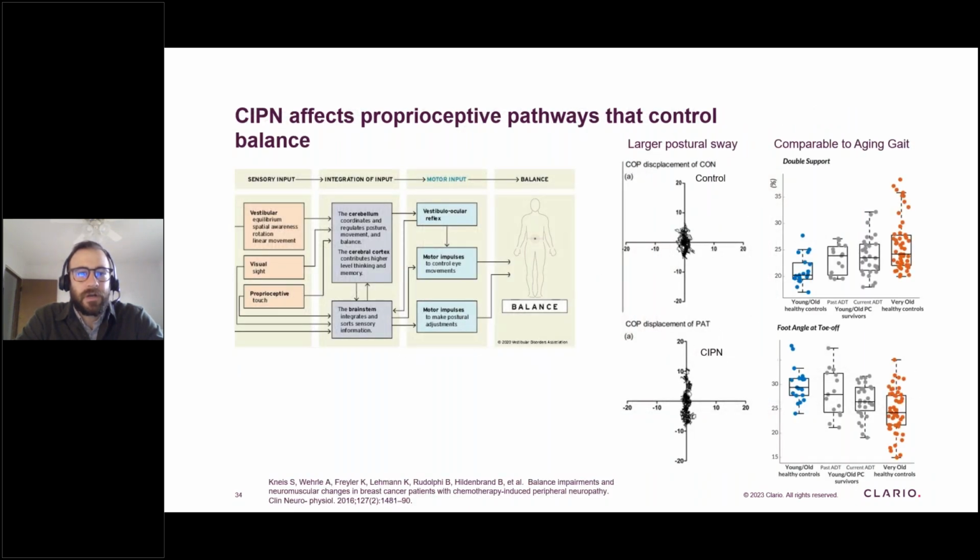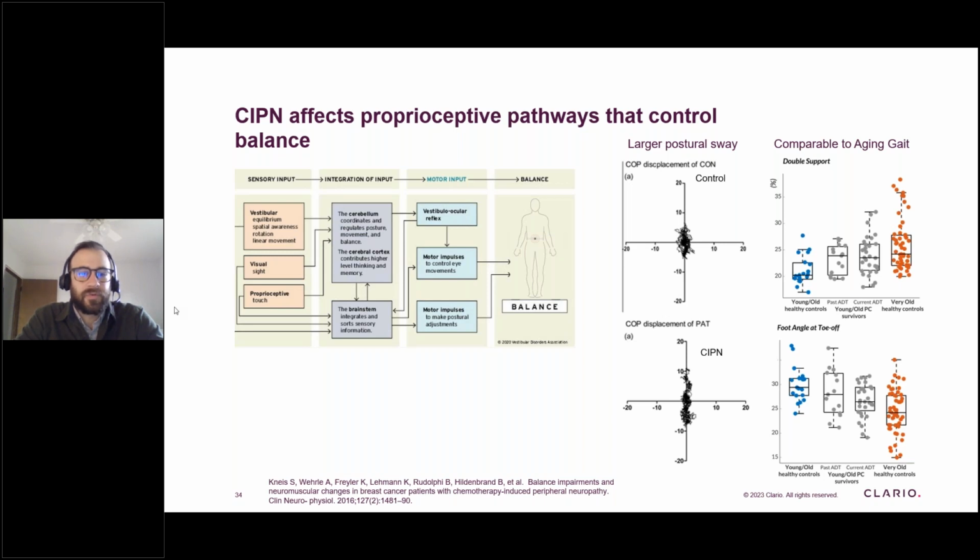So here we show how CIPN affects sensory pathways that control balance. Specifically, on the far left portion of the flow chart, we see three main sources of sensory input that regulate balance, which include vestibular, visual, and proprioceptive. I would like to draw your attention to the bottom box that highlights proprioceptive input, and that relates to peripheral sensory structures that detect movement.